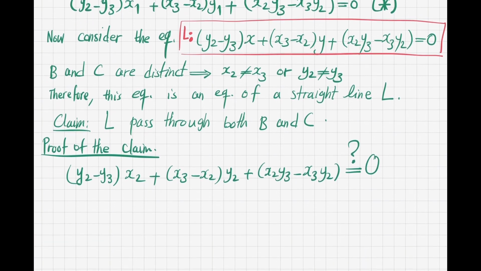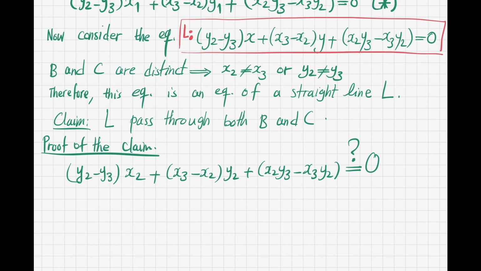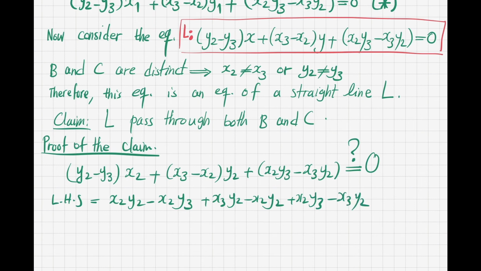Okay, so let us check. The left hand side becomes, I just multiply that, x2 y2 minus x2 y3 plus x3 y2 minus x2 y2, and then I will have x2 y3 minus x3 y2. Yes, and if I continue, you immediately see that x2 y2 and negative x2 y2 cancel, and minus x2 y3 and positive x2 y3 cancel, and it means that this is 0, which is equal to the right hand side.